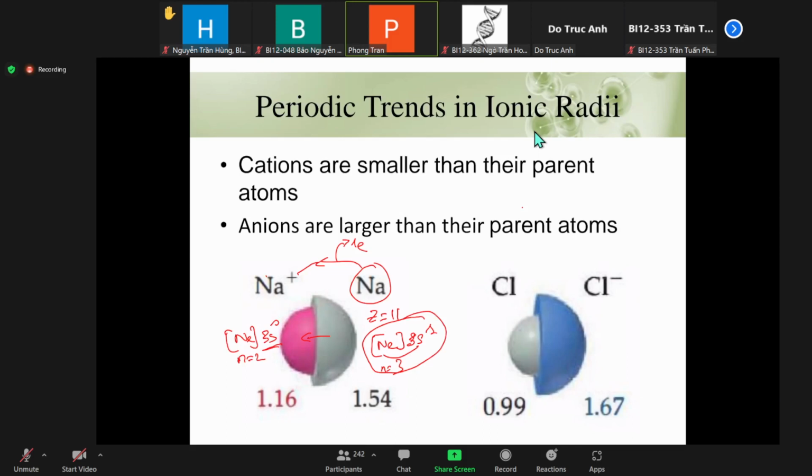Anions are larger than their parent atom. So basically here you have chlorine. If you get one more electron, you will have the chloride anion. The size will be bigger. Okay. Can anyone explain why, when you change from the neutral atom to the anion, the size will increase?